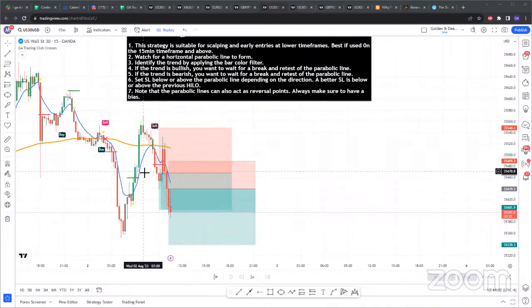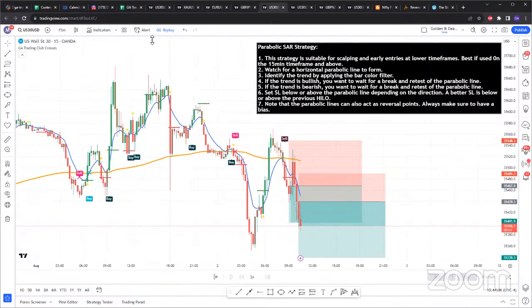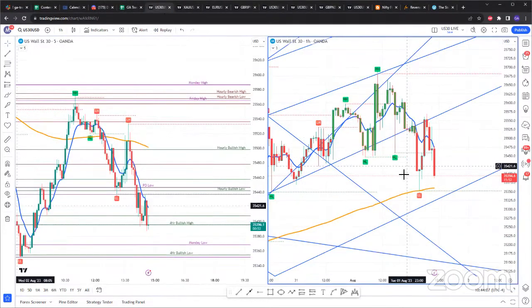So the best thing with these parabols is they will give you such a nice risk to reward. The key thing is to always know your bias. So if you're expecting sells on US 30 or on gold or on EU, forget about the buys, right? Just forget about any buys that you see.